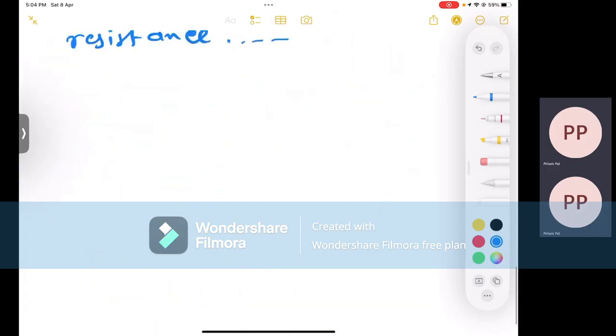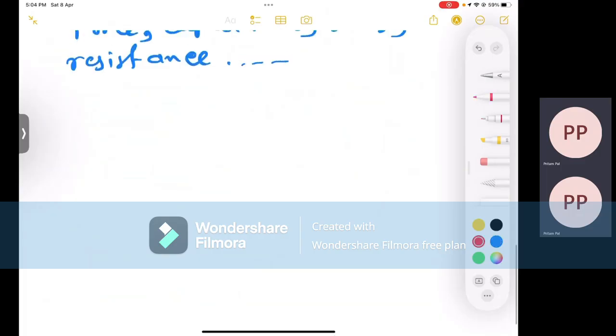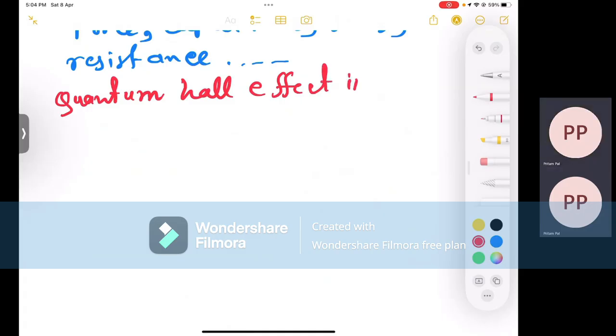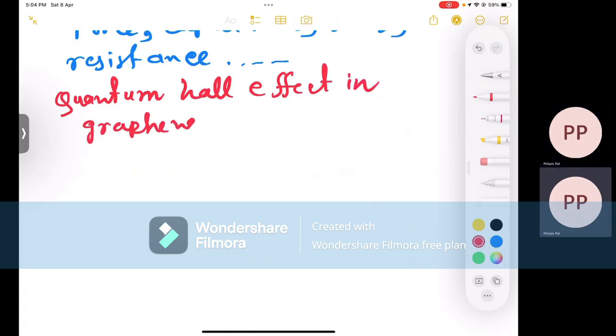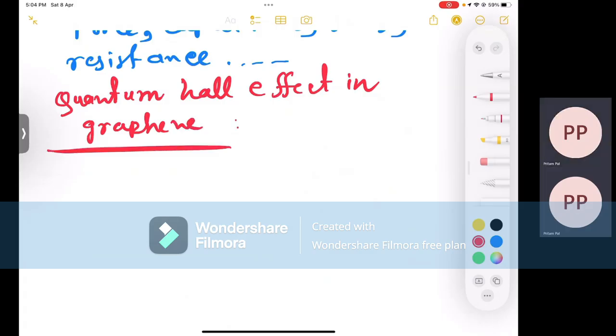Now I'll quickly discuss the quantum Hall effect in graphene. Okay, it's also another thing that will help you to solve some of the questions in the assignments which were recently given to you. Quantum Hall effect in graphene. Okay.